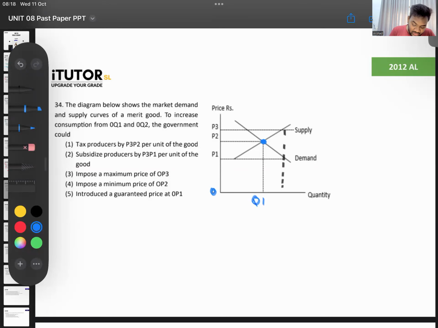This is Q1, Q2. Okay, OQ1, OQ2. Okay, fine. So currently you're consuming here, no? Your demand is here. Sorry, supply is there, demand is there. You're currently consuming there. So they are asking you, you can even do this with the unit number 2 and 3 knowledge. To increase consumption from OQ1 to OQ2, that means to consume here.